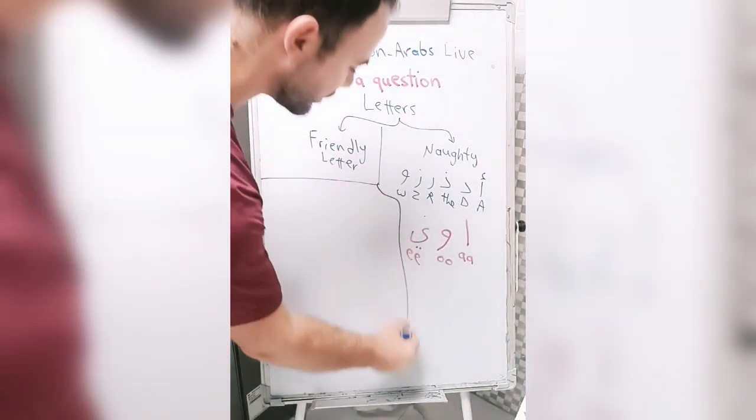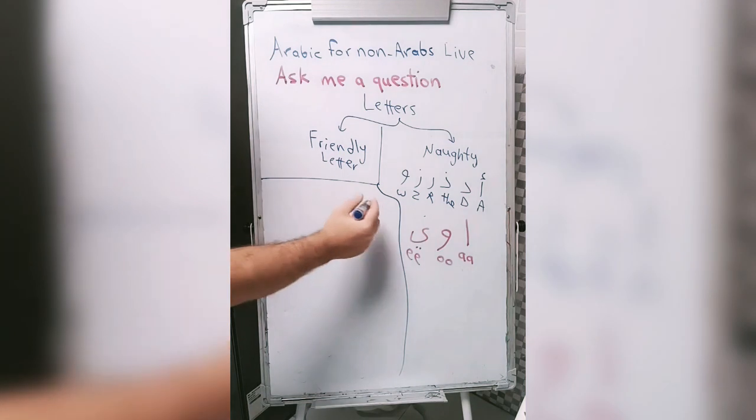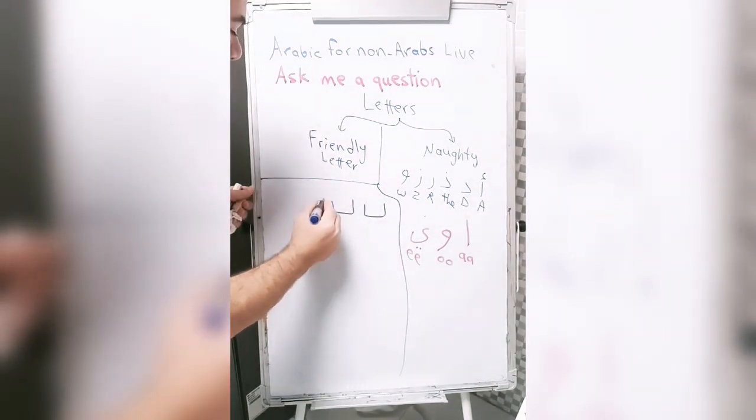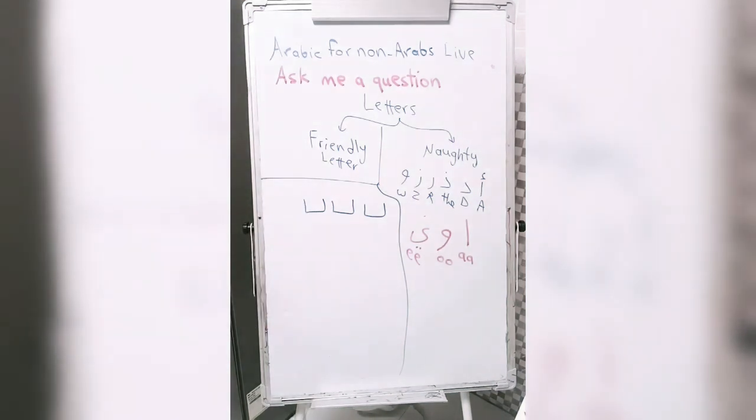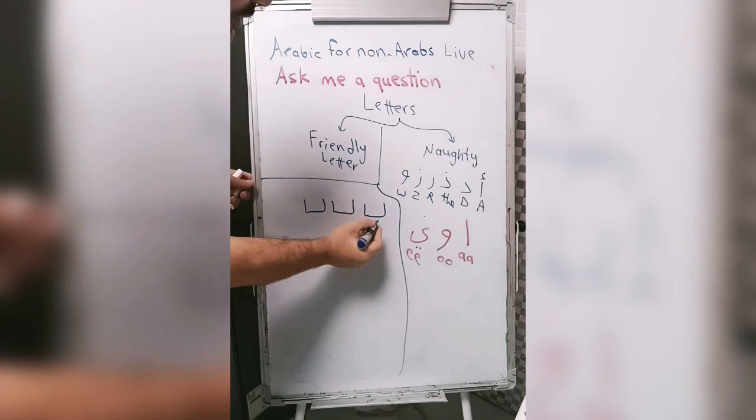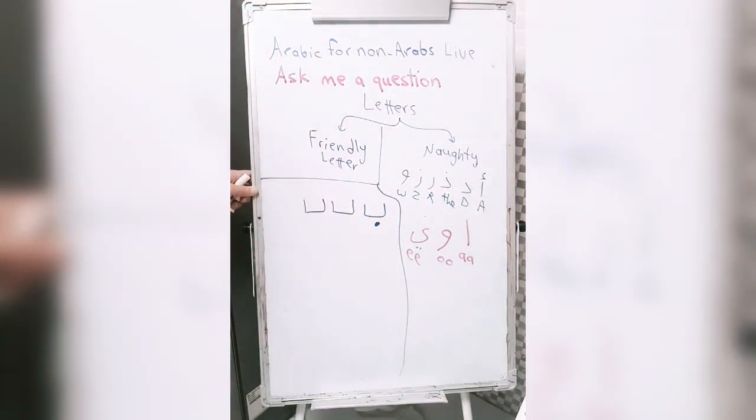So the first group is 5 letters. The first one is, all of them are the same. 3 letters are the same, written in the same way. The only difference is the dots on top or under. If we have a dot under, that is ba.